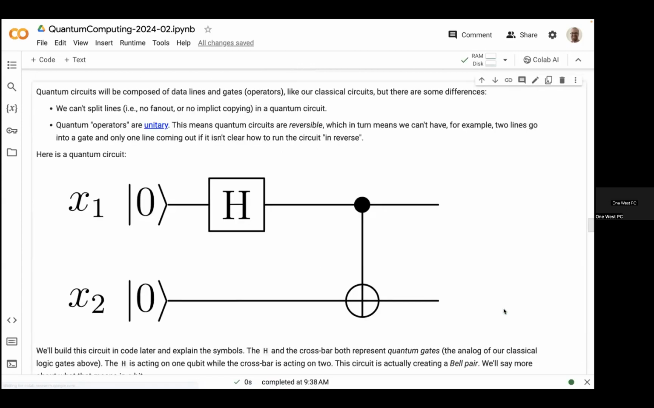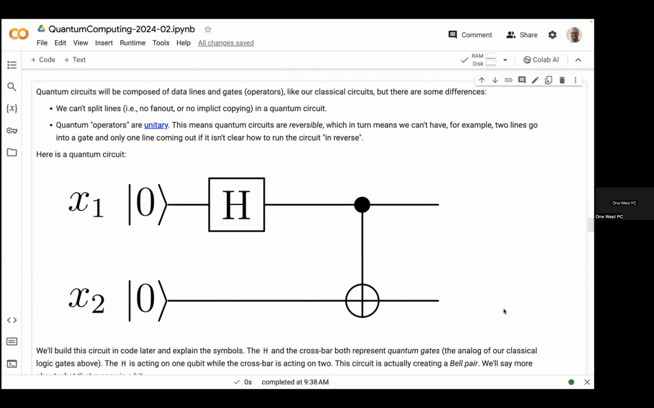All right. So quantum circuits. We looked at classical circuits up above. Let's look at quantum circuits a little bit. Like our classical circuits, they are composed of data lines and gates for operators, right? But there are some important differences. You can't split lines in a quantum computation like we did in the classical one. We had a line and then we'd split. We had implicit fan-outs, right? So we could copy. We can't do that in quantum.